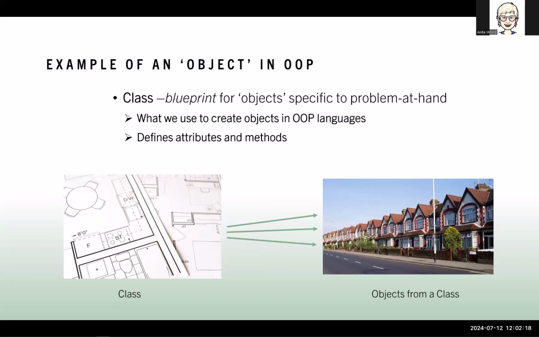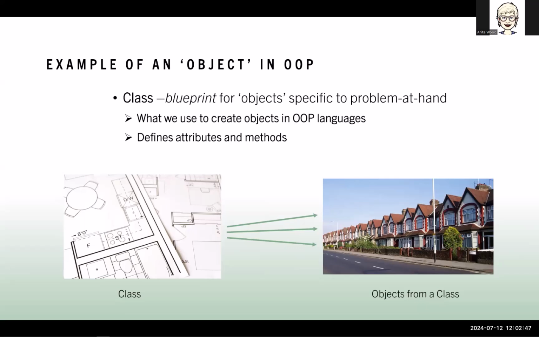Well, first we need to define the term class. A class is a blueprint for creating objects in OOP. Notice this time, objects is not in quotes. Just hang on to that thought while I finish up defining classes. We're all familiar with a blueprint. At the left is a blueprint of a house, and at the right are the houses that were created from that blueprint.